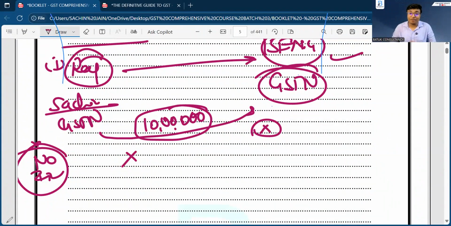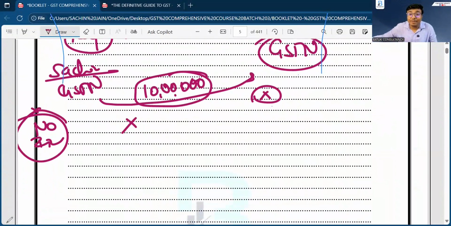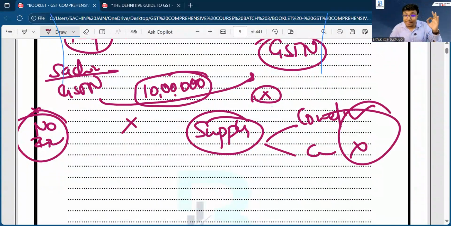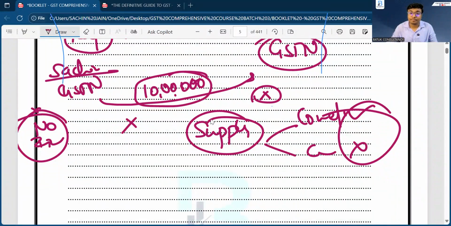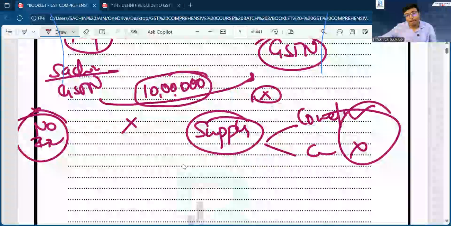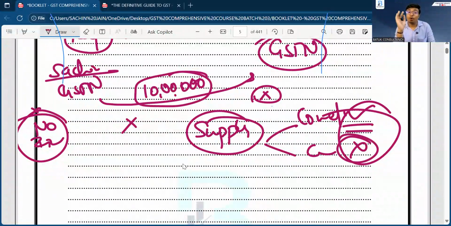So the same thing was found by the GST government. So in that case, the government has mentioned one specific line: whenever you are transferring anything to your branch, the same will be treated as supply, whether there will be a consideration or no consideration. Gagan sir will discuss the same.